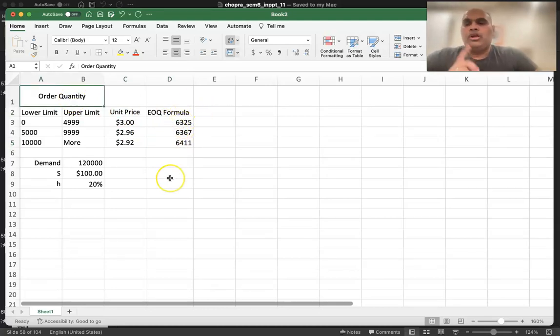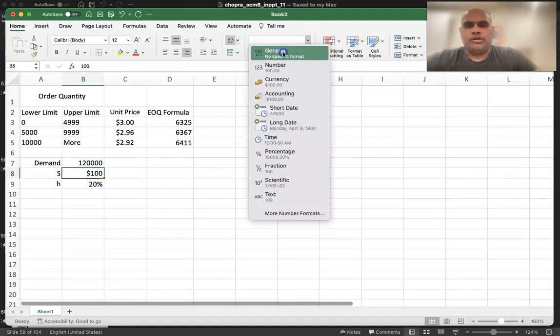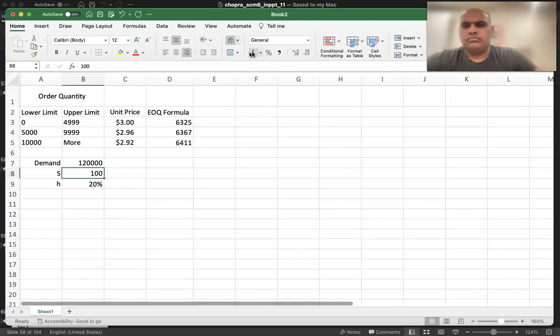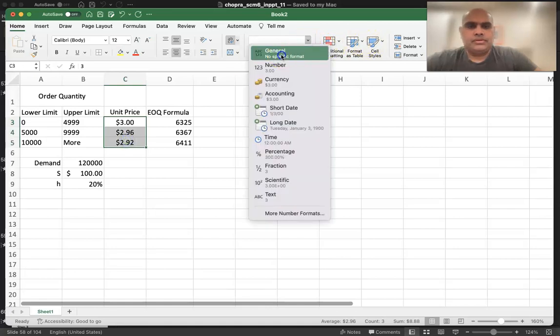Now this is where the next step comes in. You'll notice that with the EOQ formula, the optimal order quantity is 6,325. It says that if demand is 120,000 for the year, ordering cost is $100 per order, and the holding cost percentage is 20%, the optimal order quantity is 6,325. Again, this is assuming that the unit price is $3, right? Let me get rid of the decimals.